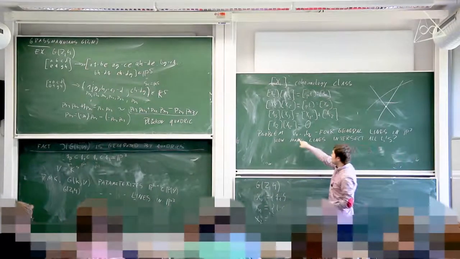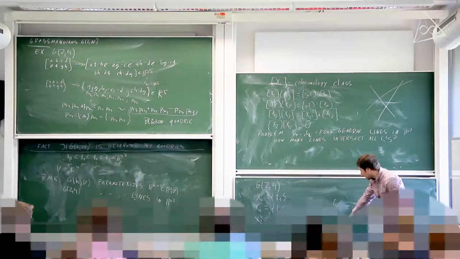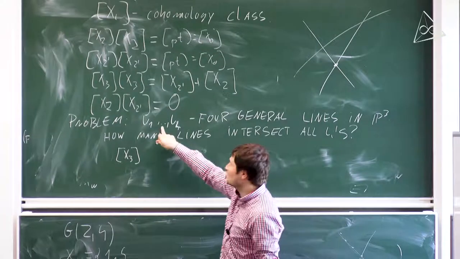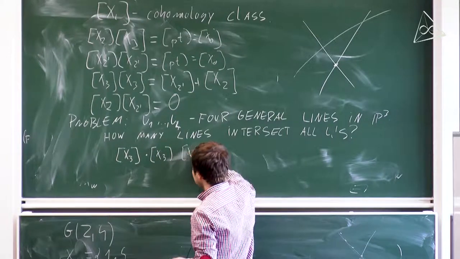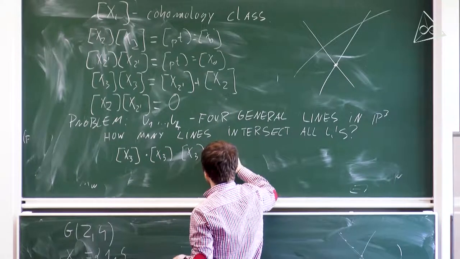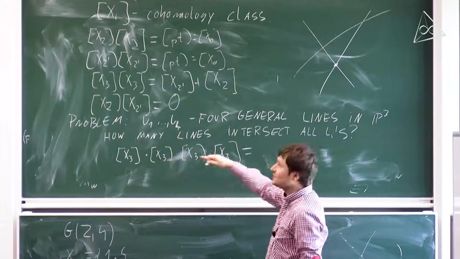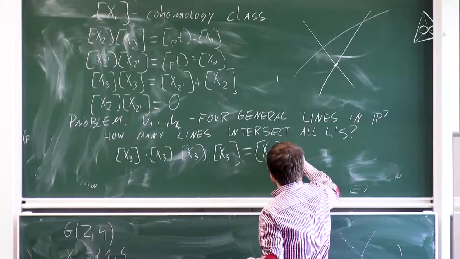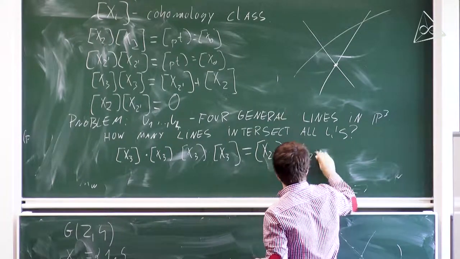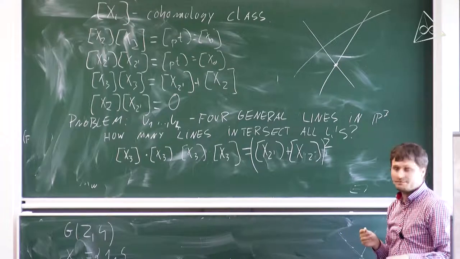Okay, so what's the locus that intersects L1? Well, the locus that intersects L1, this is our X3. What's the locus that intersects L2? That's X3. What's the locus that intersects L3? What's the locus that intersects L4? So we need to compute this class. Let's do it. This is just a commutative ring. We know that x3 times x3 is x2 prime plus x2. And we need to square this, from what we described above.